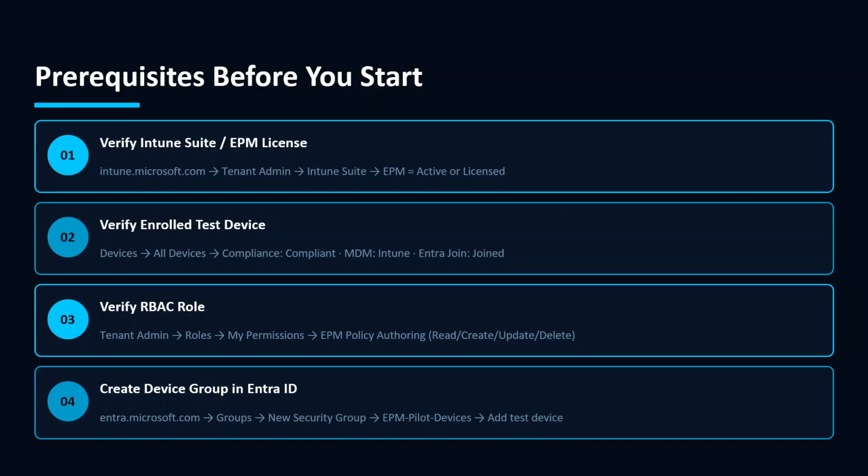Now, let's jump into a lab environment. I will be showing you: you must have all these things. These are the prerequisites. Your license must be activated, one of the test devices must be enrolled, RBAC must be there, and you need to create a device group. So let me take you to my lab.